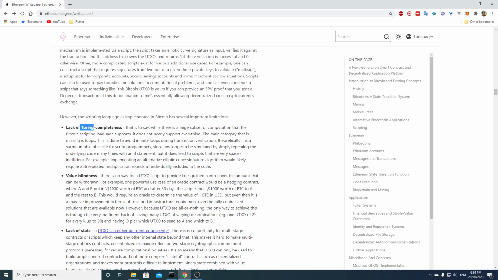That is to say, while there's a large subset of computation that the Bitcoin scripting language supports, it does not nearly support everything. The main category that is missing is loops, right? Loops. This is done to avoid infinite loops during transaction verification. Theoretically, it is a surmountable obstacle for script programmers, since any loop can be simulated by simply repeating the underlying code many times with the if statement, but it does lead to scripts that are very space inefficient. For example, implementing an alternative elliptic curve signature algorithm will likely require 256 repeated multiplication rounds, all individually included in code.